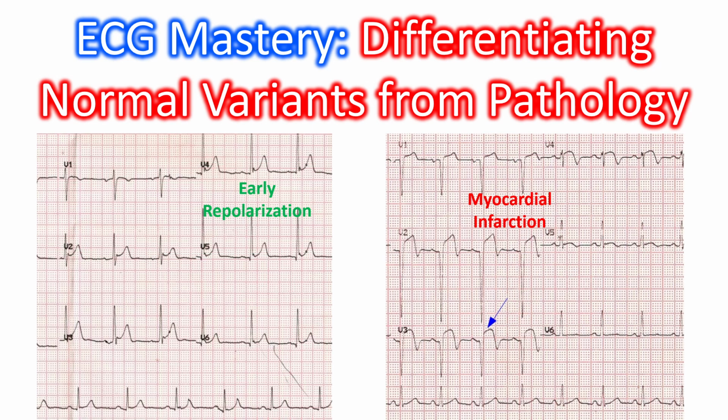Differentiating between benign ECG variants and true pathology is one of the most important skills in clinical cardiology. In a high volume practice, misinterpreting a normal variant as pathology leads to unnecessary anxiety and testing, while missing a subtle pathological sign can be catastrophic. Here is a breakdown of the most common lookalikes encountered in clinical practice.